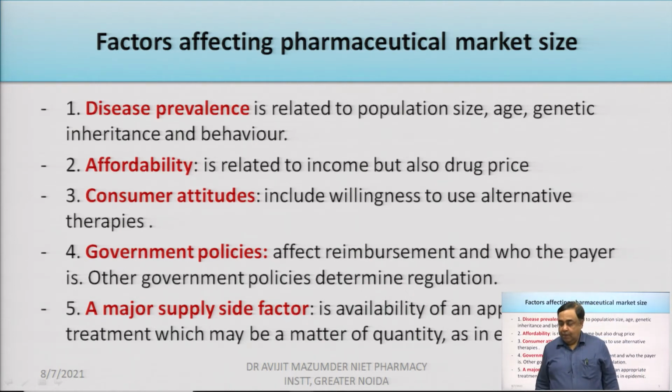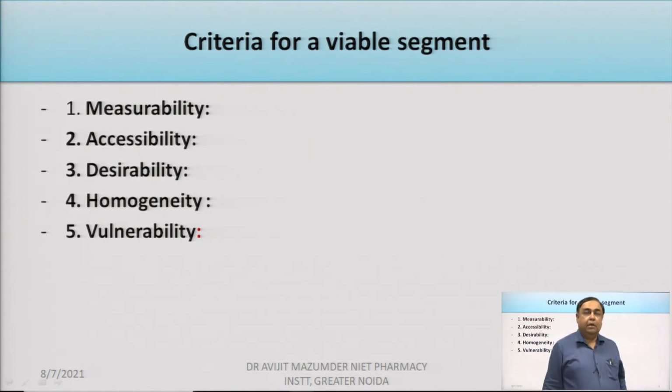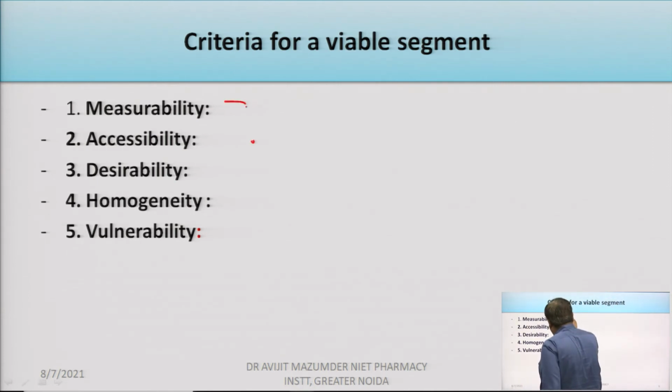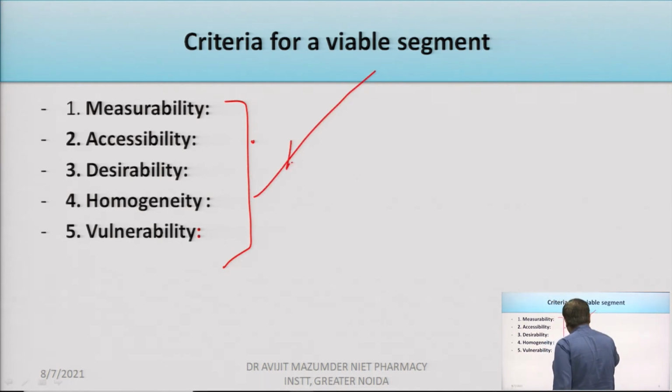And a major supply side factor is the availability of the appropriate treatment, which may be a matter of quantity, particularly during an epidemic. So, the criteria for a viable segment will be measurability, accessibility, desirability, homogeneity, and vulnerability. These are the five criteria for a viable segment.